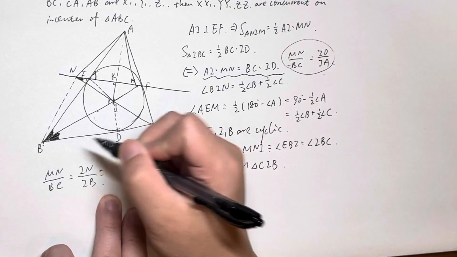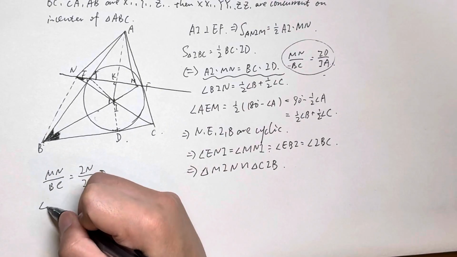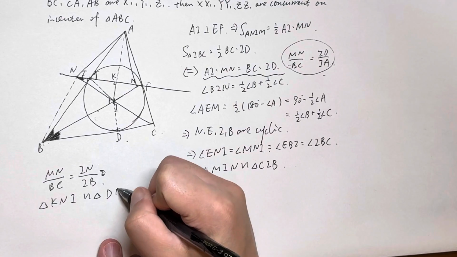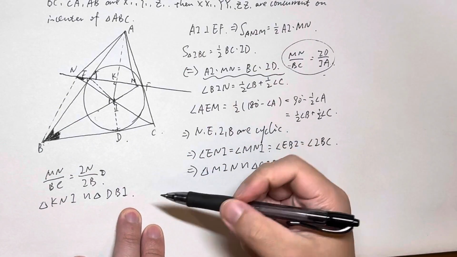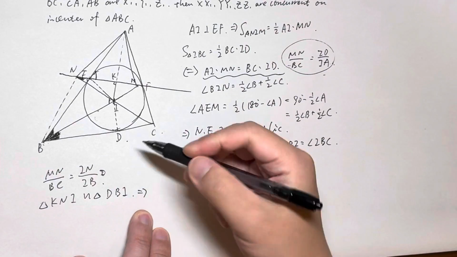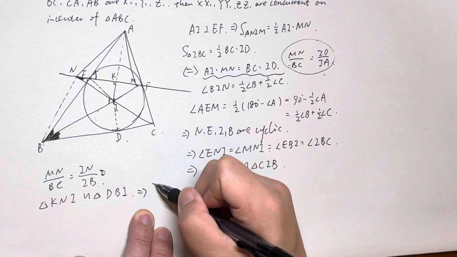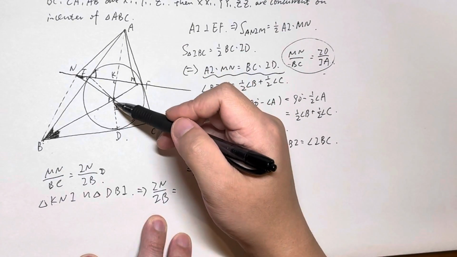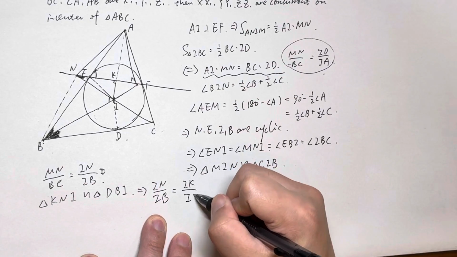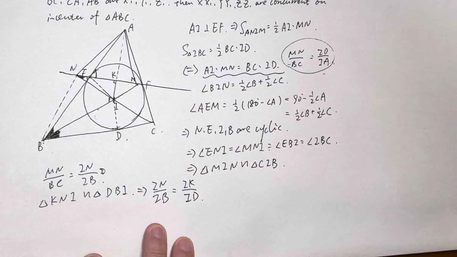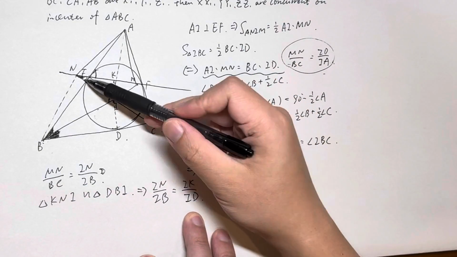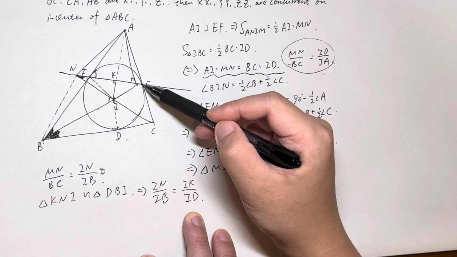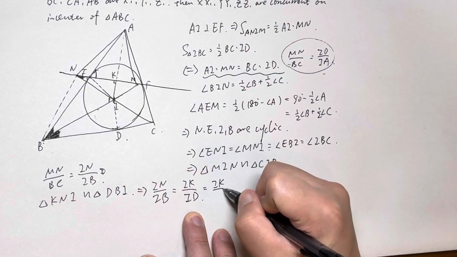That means triangle KNI is similar to triangle DBI, right? Based on this, we know that IN to IB equals IK to ID. And ID equals IE equals IF, so it equals IK to IE.